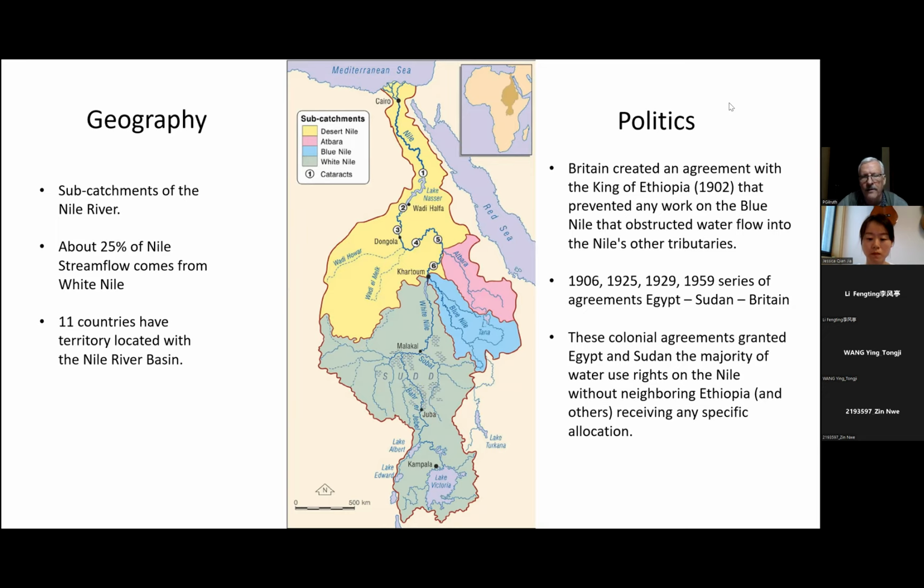Then through the years 1906, 1925, 1929 and 1959, there was a series of agreements between Egypt, Sudan, and Britain, all with the intent of protecting the water supply of the Nile River into Egypt. I should mention that these colonial agreements were granted to Egypt and Sudan, but without much discussion with the other upstream countries, and particularly Ethiopia didn't receive much attention in some of these agreements. Of course, at that time, large dams and things like that were not so much of an issue.